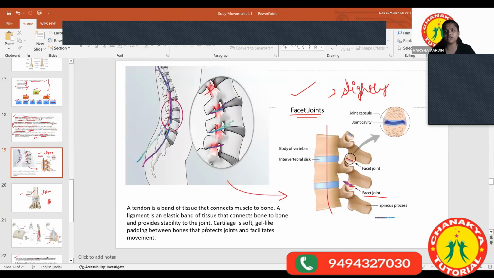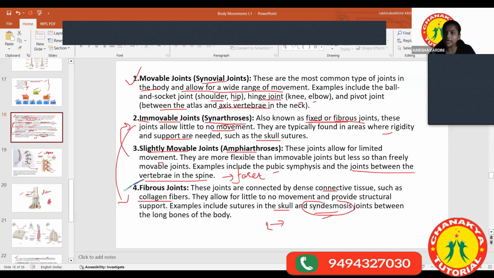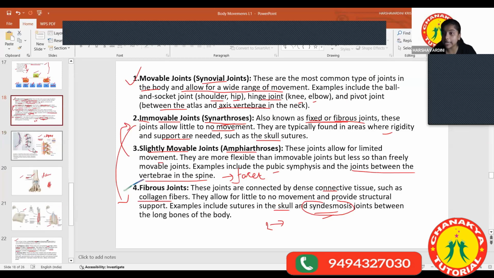Yes, they protect the joints. That's it. They act as a shock absorber. They just protect the joint. They don't act as ligaments. But both are connective tissues. Remember that also. Both are connective tissues, but they are not the same.